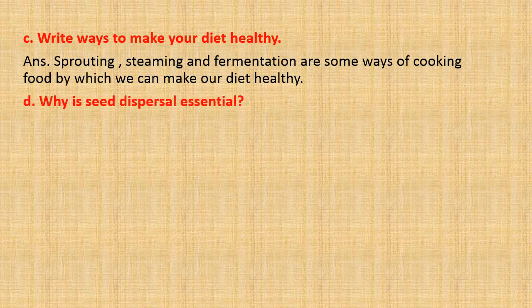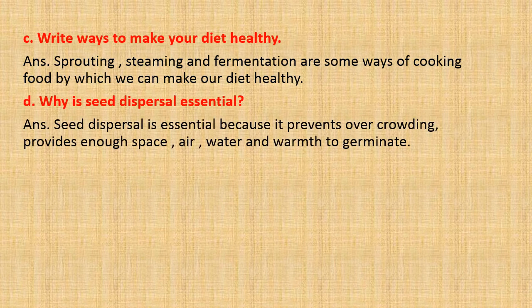Part D, why is seed dispersal essential? We already studied that if we scatter the seeds near the parent plant, what will happen? The seed will not be able to get enough space, air, water and warmth, which are very necessary for germination. So seed dispersal is essential because it will prevent overcrowding and provide enough space, air, water and warmth, by which the seed will germinate easily and properly.